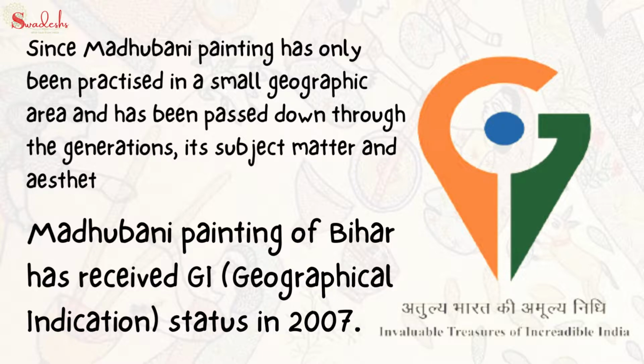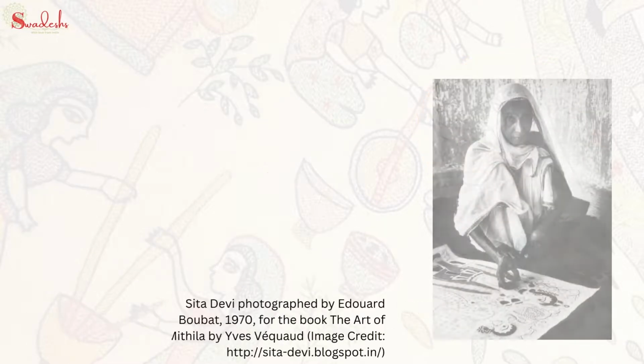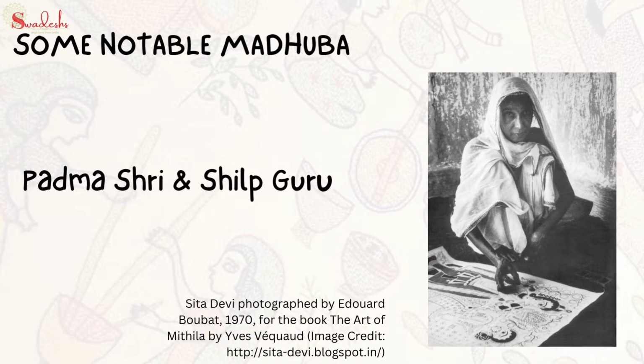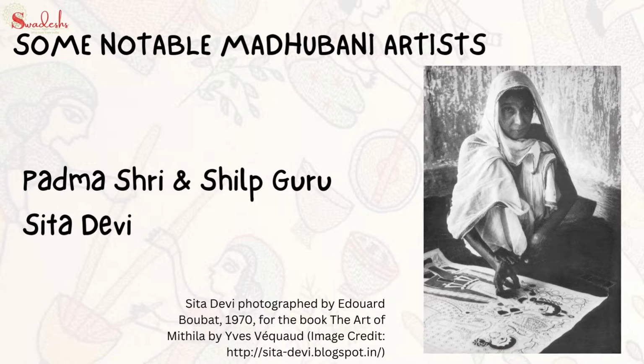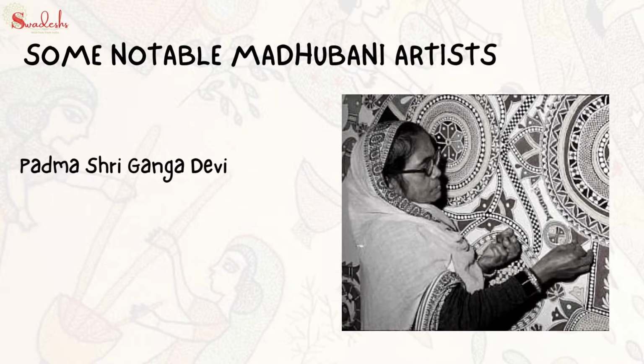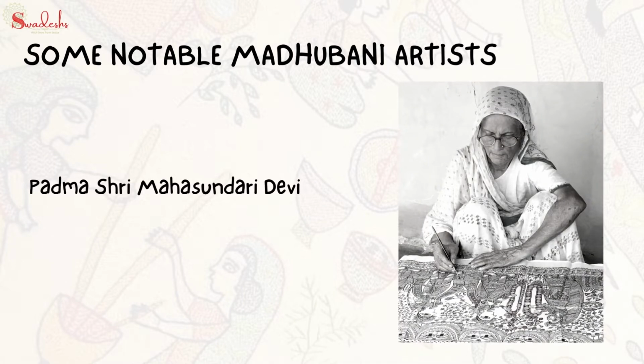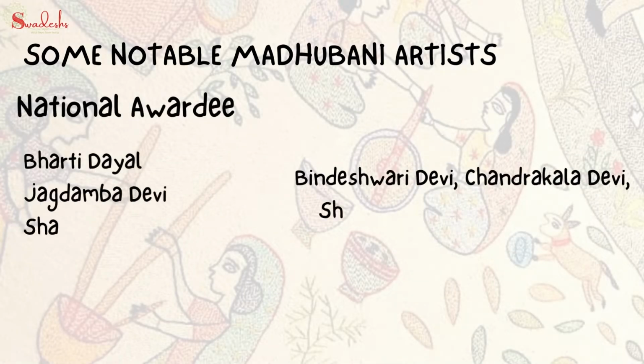Madhubani painting of Bihar received geographical indication status in 2007. Some notable Madhubani artists: Padma Shri and Shilpguru Sita Devi, Padma Shri Ganga Devi, Padma Shri Mahasundari Devi.